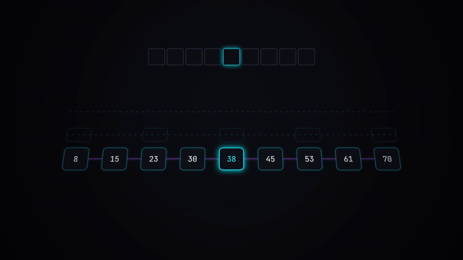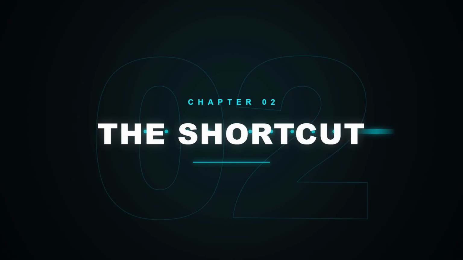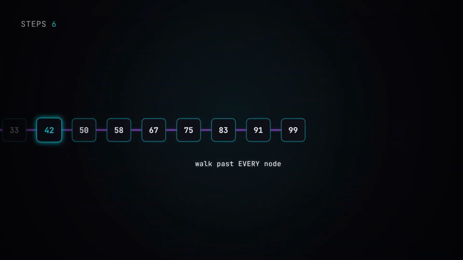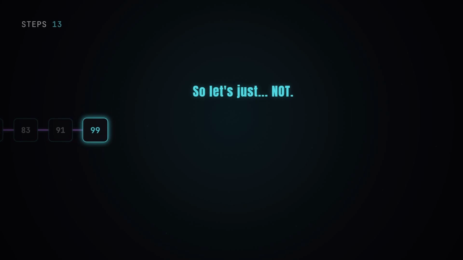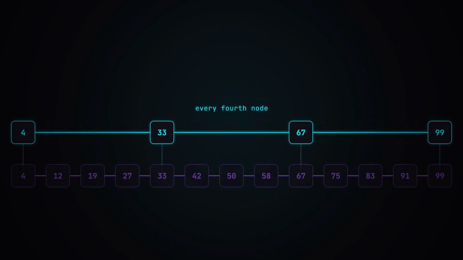The array does one thing we badly want. It reaches the middle in a single step. A linked list can't have that. So let's ask a cheaper question instead. Okay, the whole problem is that we walk past every single node. So let's just not. We add a second layer. On top of our list, we build another linked list, but this one only contains some of the nodes. Say every fourth node.